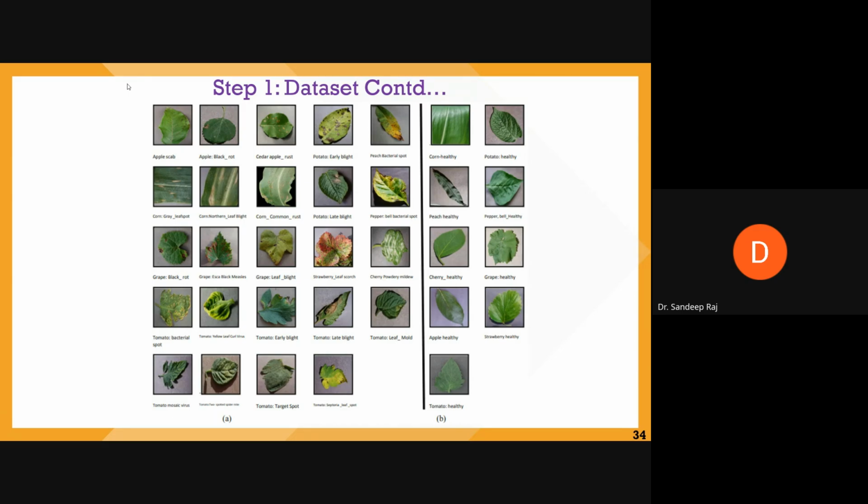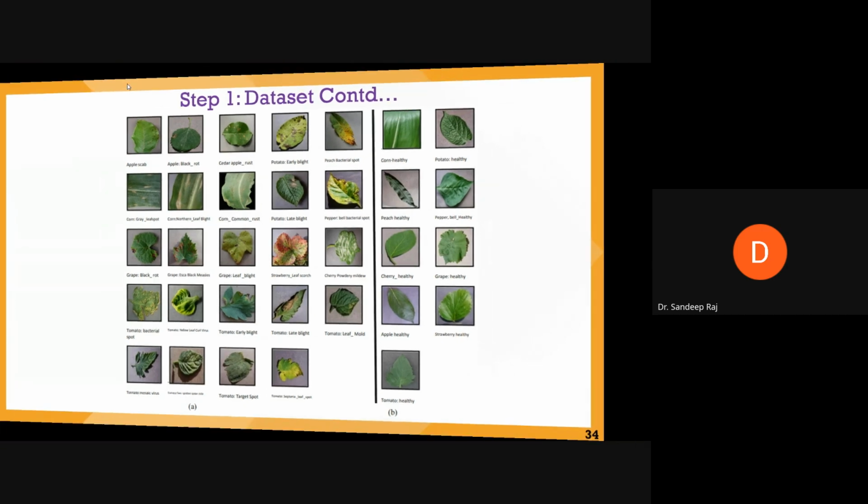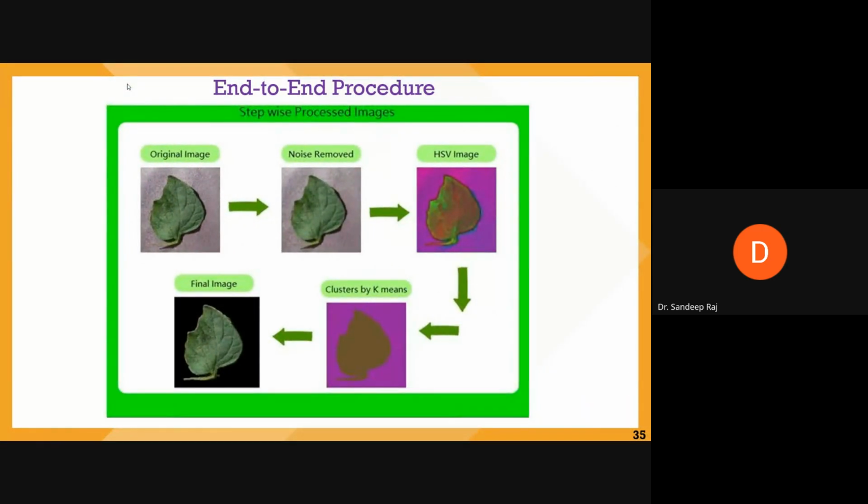So here you can also find some diseases, like apple scab for the apple fruit, black rot disease, and apple rust. For potato, early blight. For the different kinds of fruits or crops, there are different kinds of diseases, and that is labeled itself and provided in the database.